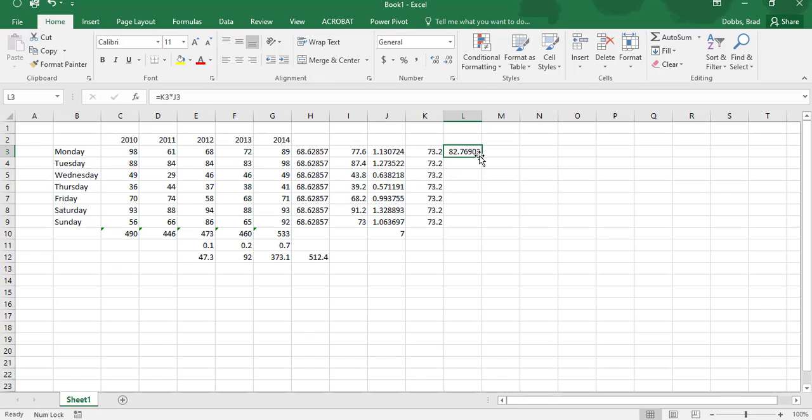And then, so my forecast for Monday of 2015 is going to be 82, of Saturday is 97. We could do a 532, and that would be the same. We would just change these weights, 0.5, 0.3, 0.2.